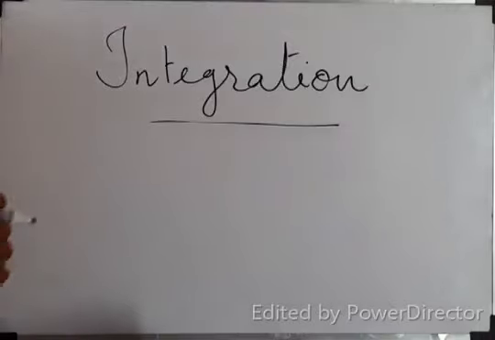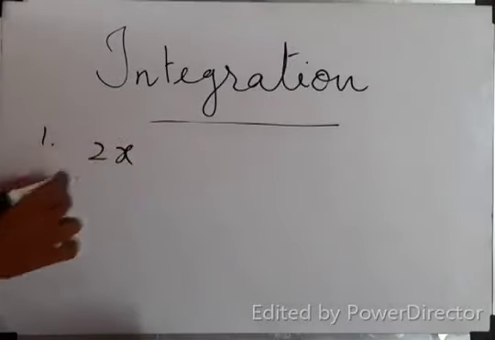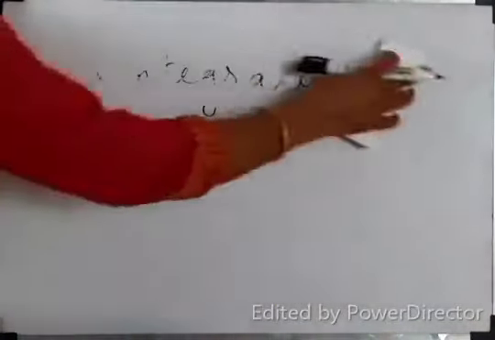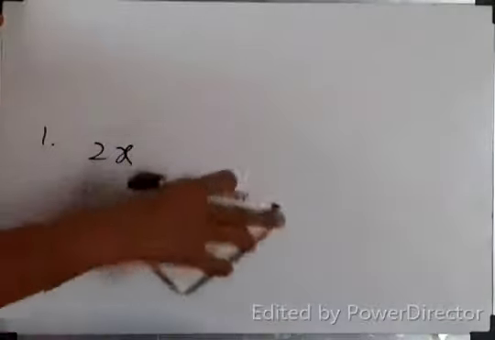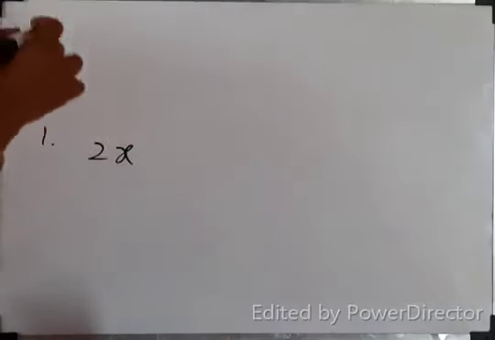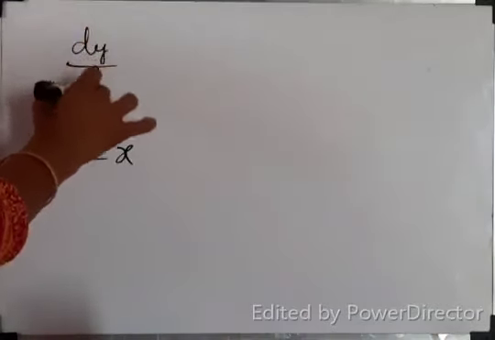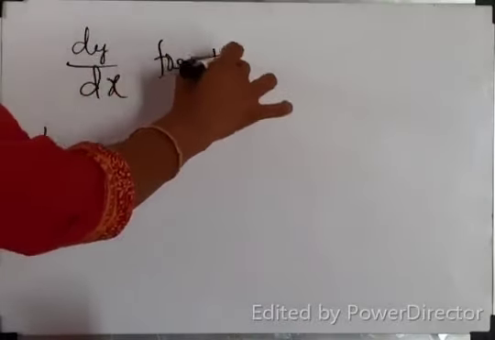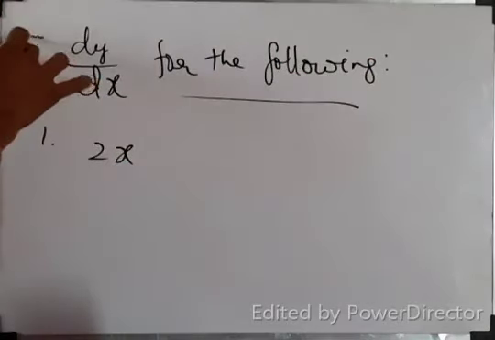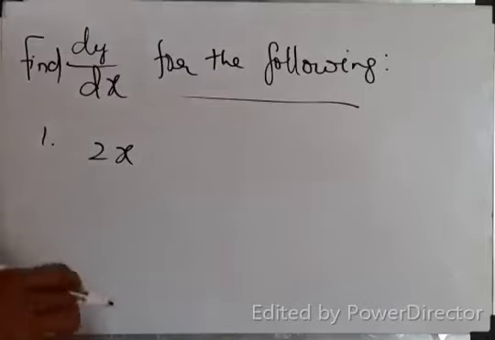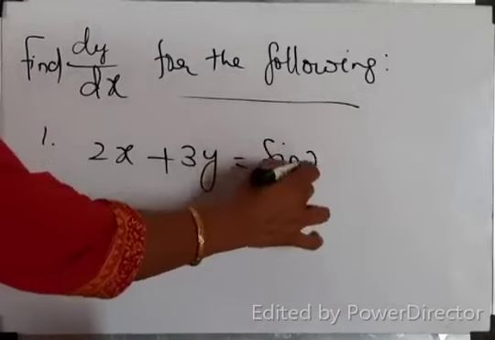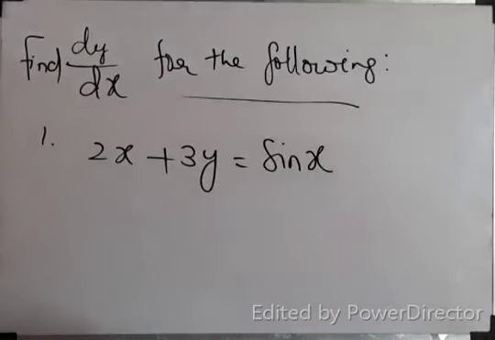Okay. The first question is, write the heading: differentiate with respect to x for the following. Or you can write find dy by dx for the following. Okay, find dy by dx for the following. Number 1, first question: 2x plus 3y equal to sin x. It's a combination of x and y.